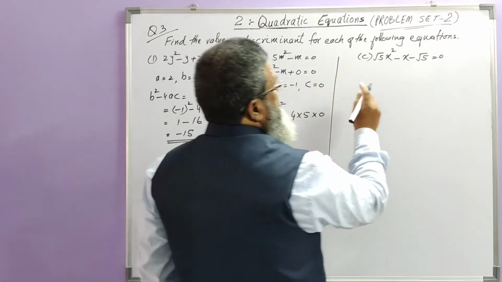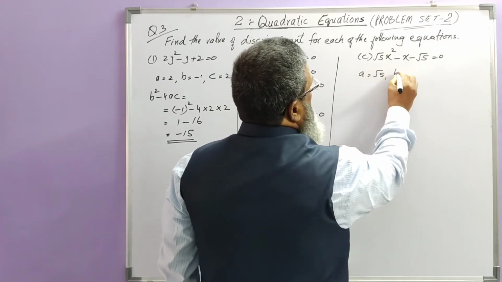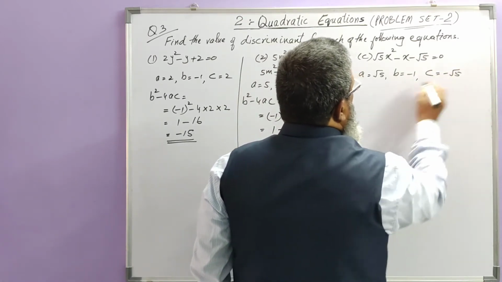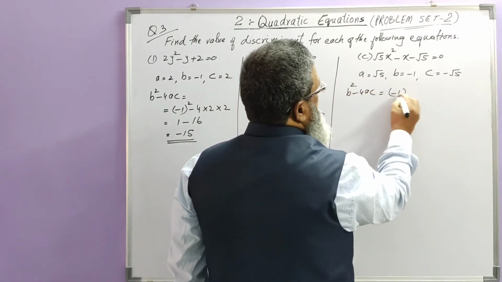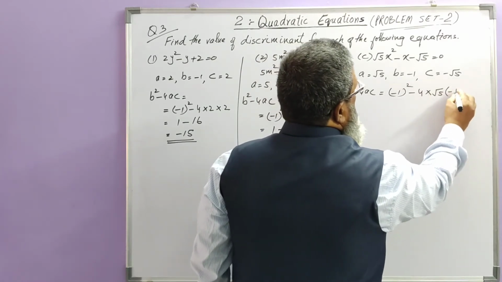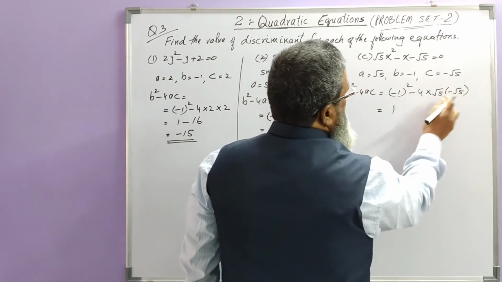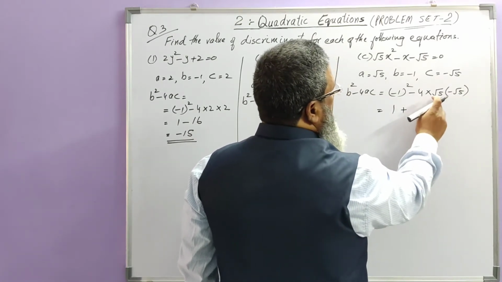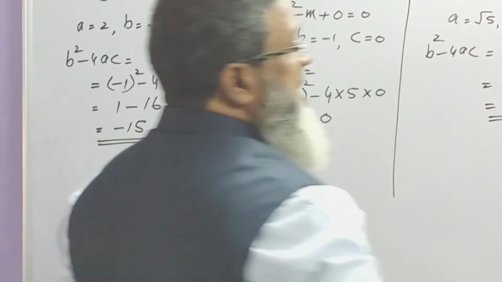Now in the third question, it is in the form a is equal to root 5, b is equal to minus 1 and c is equal to minus root 5. What is b square minus 4ac? b square is minus 1 square minus 4 into a, which is root 5, into c, which is minus root 5. So 1 square is 1, this minus minus becomes plus, root 5 into root 5 is 5, 5 into 4 is 20. So it is 21. This is the answer.